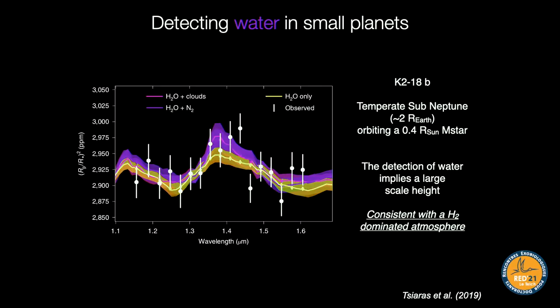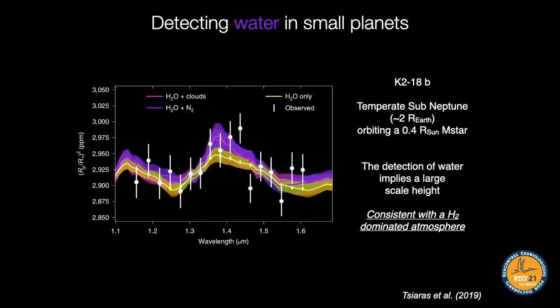And indeed, using this, we were able, for example, to detect water in a small planet. Here it's K2-18b. It's a planet that has been discovered by K2, the follow-up mission from Kepler. It's a temperate sub-Neptune. It's about, I think, 300K or 250K for the atmosphere. But the planet is a bit bigger than the Earth. It's about 2 Earth radii, so it's really a mini Neptune, and it's orbiting a small M dwarf.